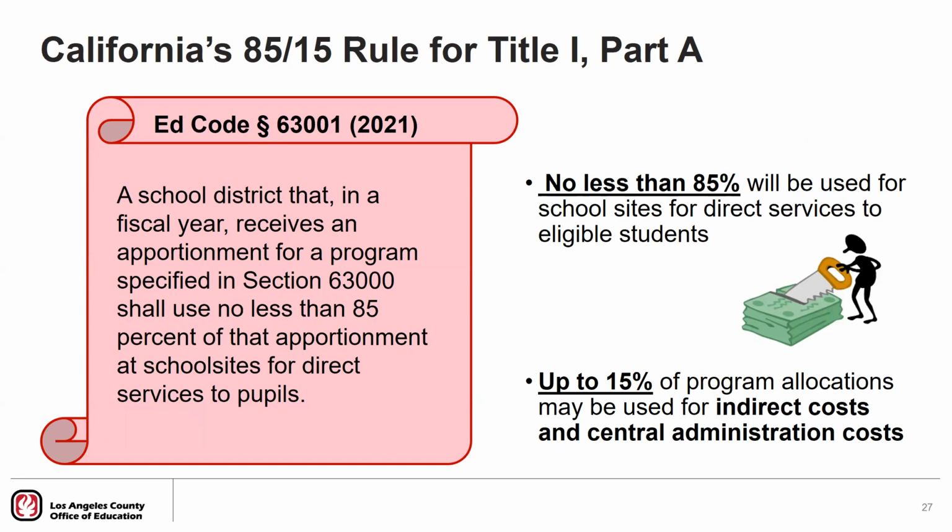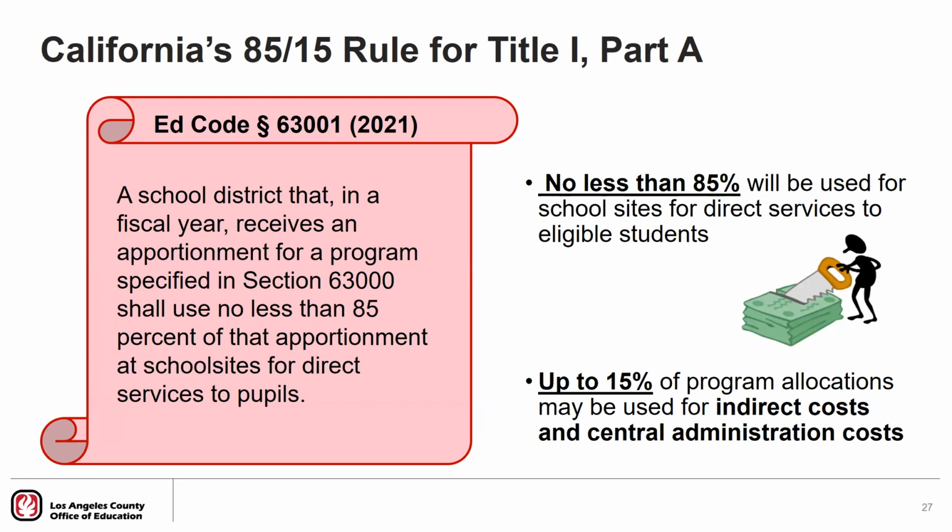Also important to note is that legislative cap on administrative costs for federal programs specific for the award or grant. In the case of Title I, Part A, California's Ed Code 63001 specifically states that LEAs will spend no less than 85% of funds received from specific categorical programs, including Title I, Part A, at school sites for direct services to students. Maximum allowable for administrative cost, including indirect cost, is 15%. And although the 85-15 rule in relation to Title I, Part A is not federal law, it is California's law.